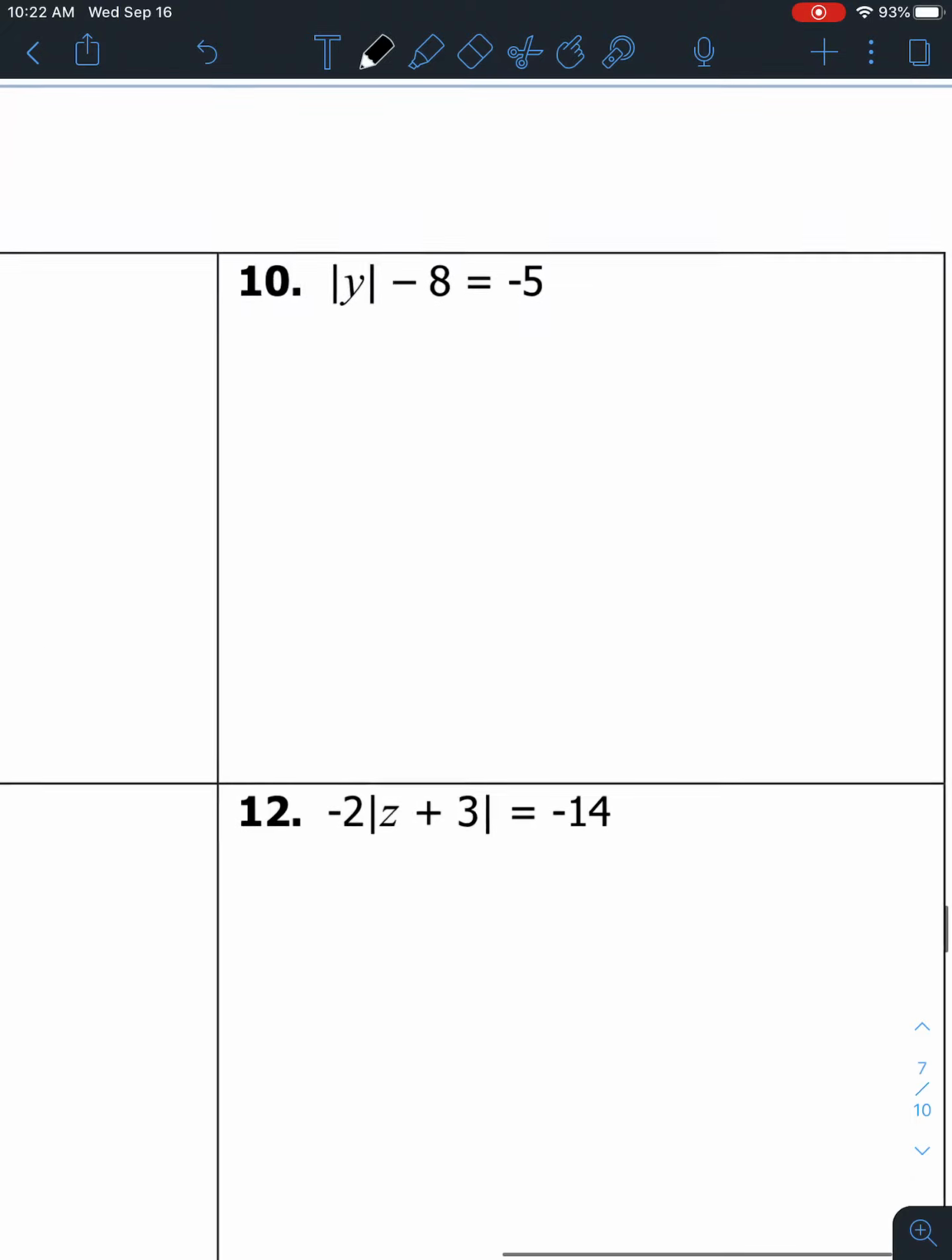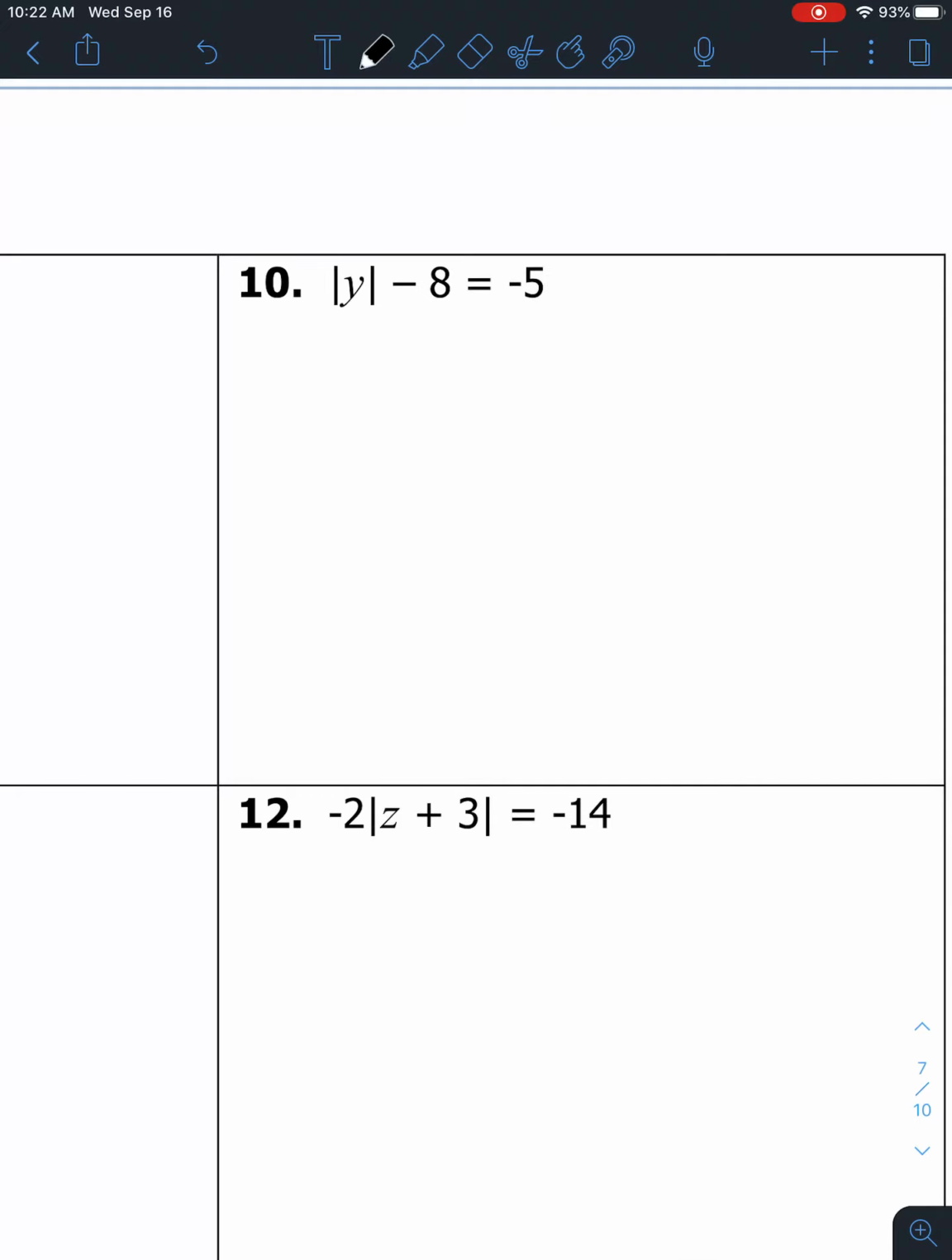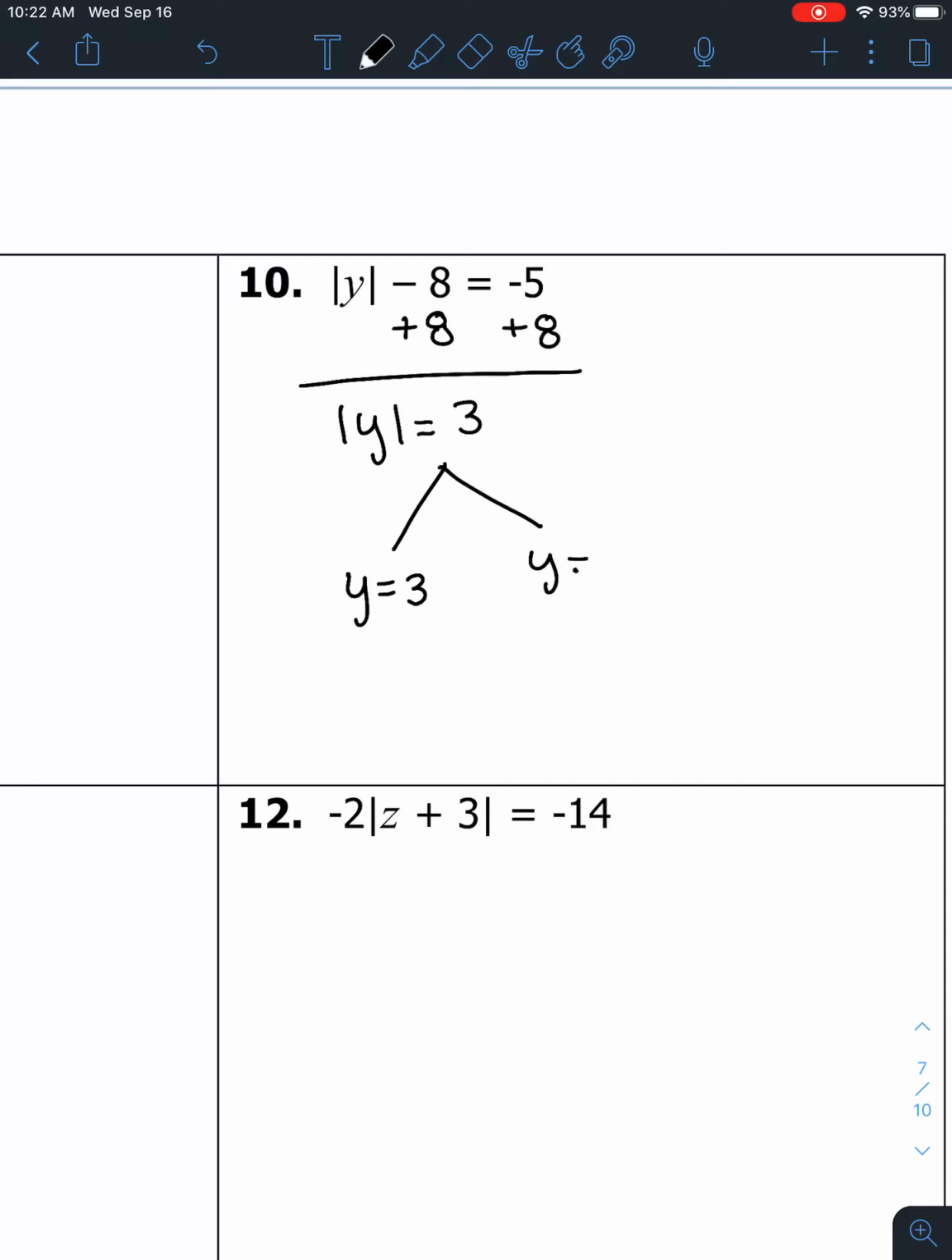For 10, you're going to do the same thing. The opposite of negative 8 is positive 8. So that will give you the absolute value of y is equal to 3. Make my two equations: y equals 3 and y equals negative 3. Make my solution set: y equals, curly brackets, 3 comma negative 3.